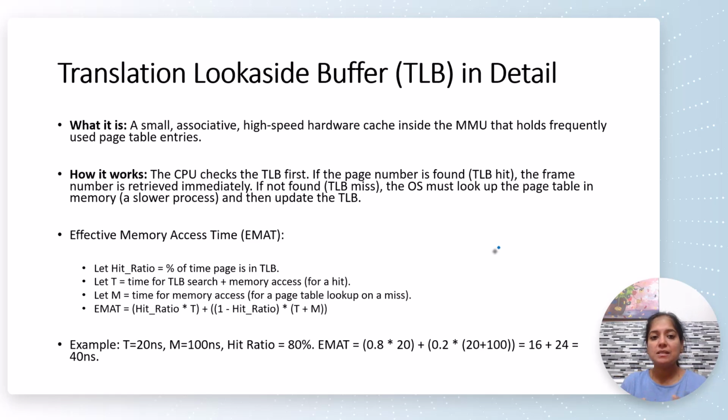So the effective memory access time is increased. Let's say the hit ratio is the percentage of time pages are found in the TLB. Let T be the time for TLB search plus memory access for a hit. M is the time for memory access for a page table lookup on a miss. Effective memory access time is calculated as hit ratio times T plus (1 minus hit ratio), that is the miss ratio, times (T plus M). For example, if T equals 20 nanoseconds, M equals 100 nanoseconds, and the hit ratio is 80%, the effective memory access time becomes 40 nanoseconds.